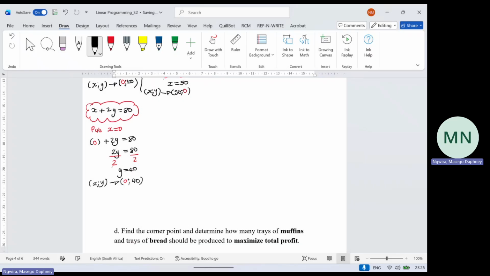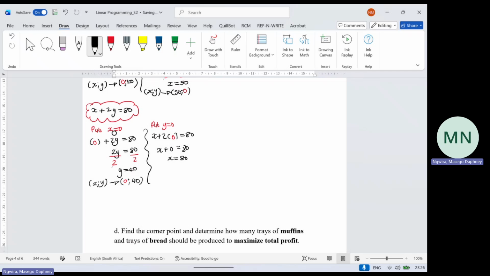Input, output. And then now we do put y is equal to 0. So this will be x plus 2, and wherever I see y, I put 0. This is where y is next to 2. 2 times 0, we all know that it's 0 now. Let me write it for now. So this is just x plus 0, and it means that my x is 80.